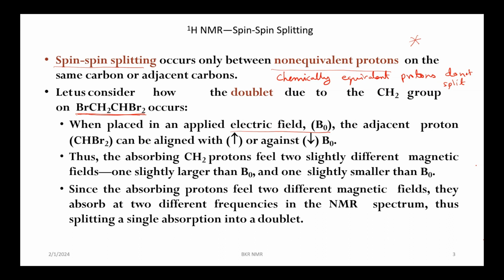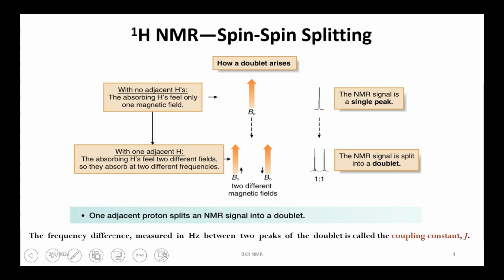This molecule gives you a doublet and a triplet. As I told, CH2 gives you a doublet and CH gives you a triplet. In order to look into the details of this splitting, let us see a simple example.